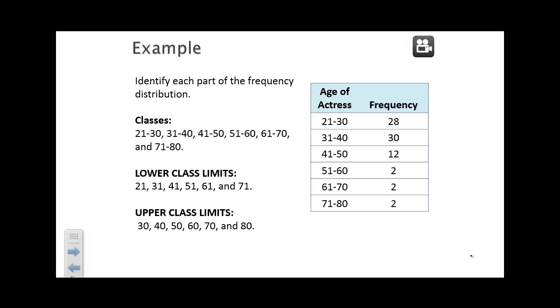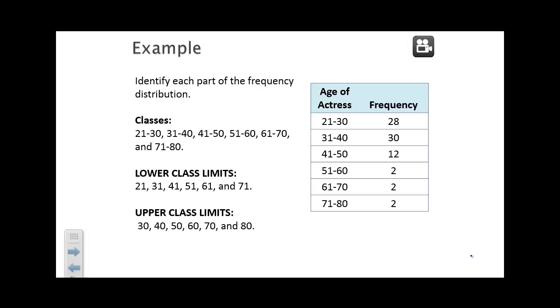If you think of a bin and you take a ball and you put it in that bin, or you can take an item and put it in a bin, that's where the term bin comes from, because these first 28 actors that were between the ages of 21 and 30 have been put into that bin, or into that class. The classes are listed on the left hand side of the table, and in this case our classes are the age of actresses, and we've placed them into 21 to 30, 31 to 40, 41 to 50. Those are our classes, etc.